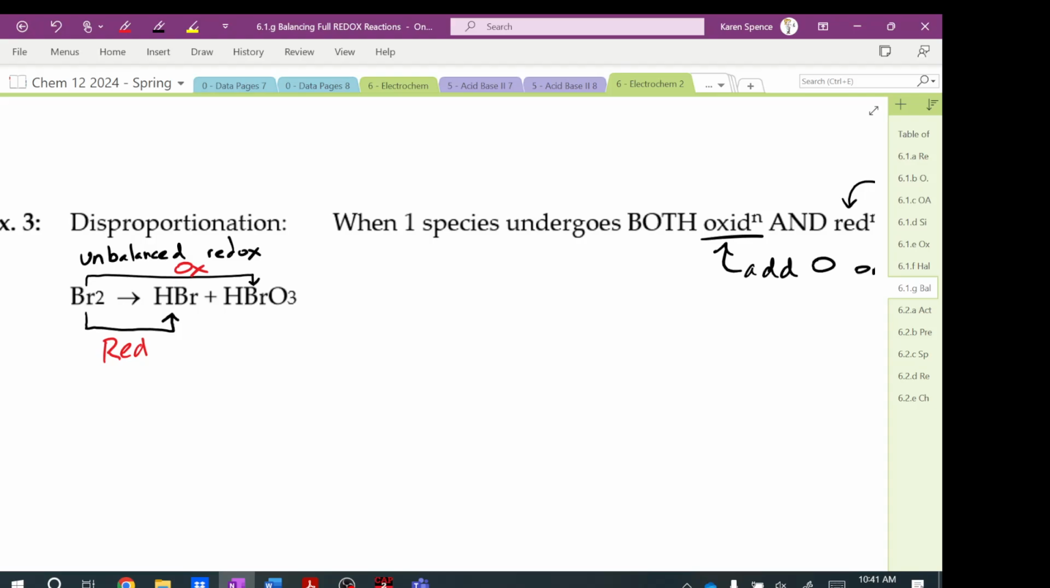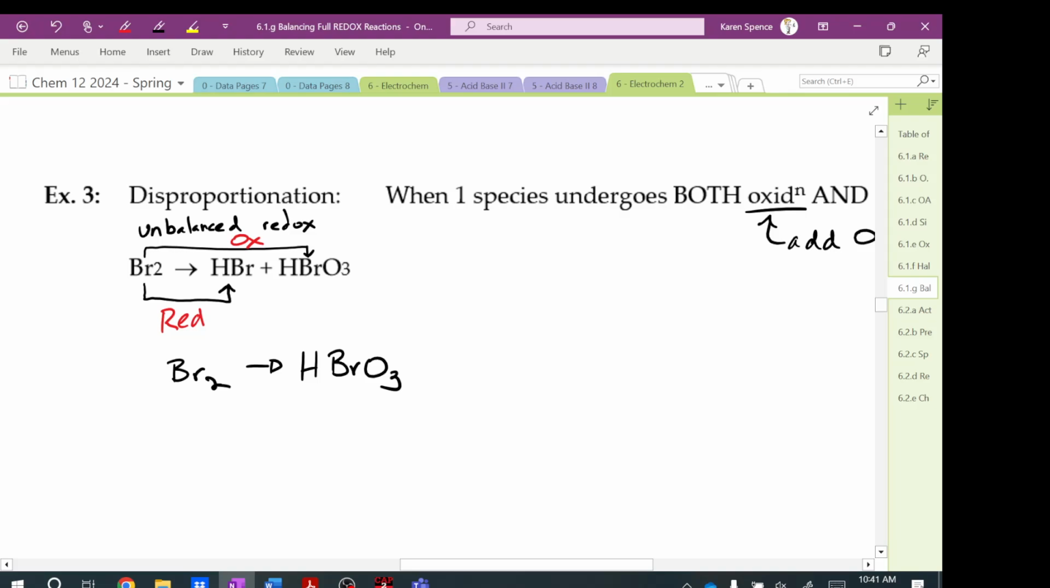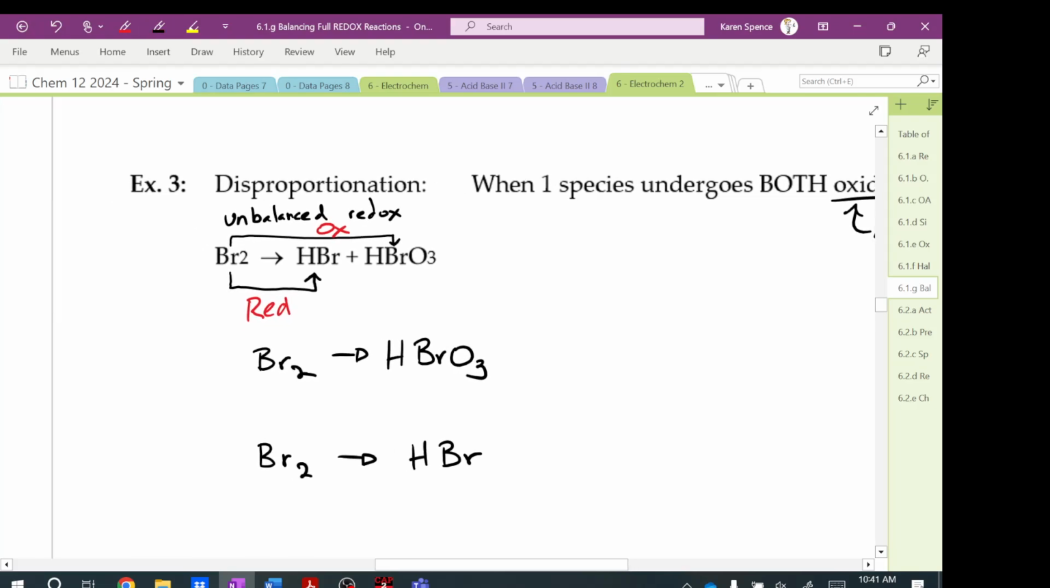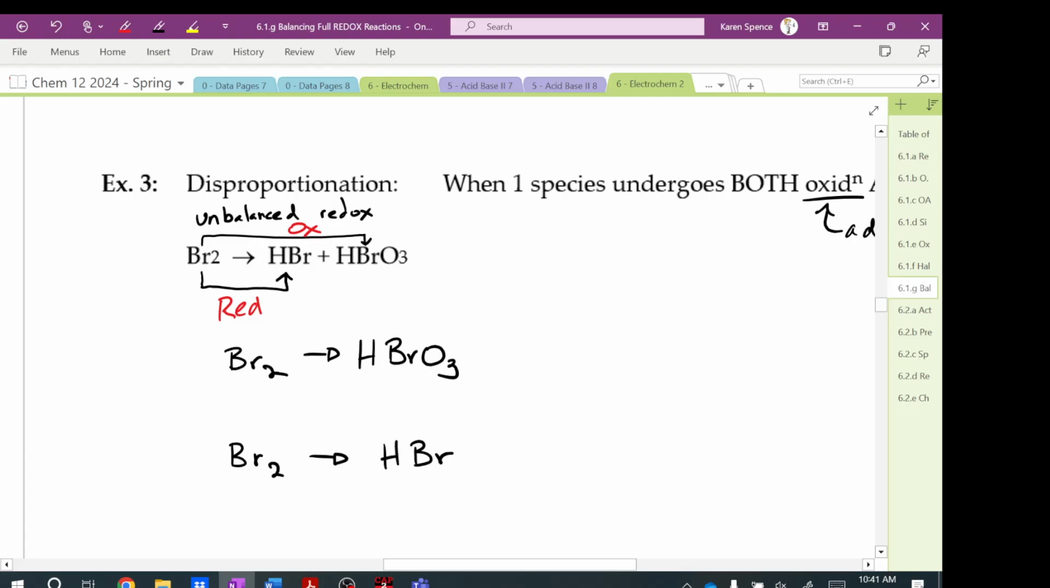So, step 1, balancing a redox reaction. What do we do? Split the reactions apart. So, we're going to have Br2 goes to HBrO3. And we're also going to have Br2 goes to HBr. All right, so we have our 2 half reactions.